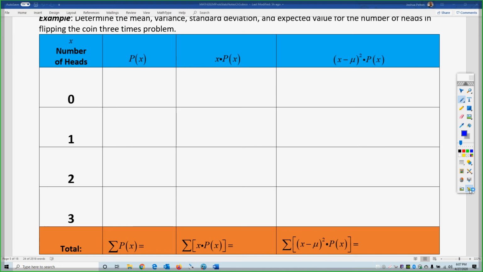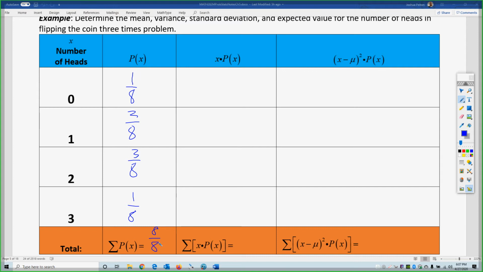The probability of getting 0 heads is 1/8. The probability of getting 1 or 2 heads was 3/8. And getting 3 heads was 1/8. That was the problem where we flipped the coin 3 times. So that adds up to 8/8, which means we are good to go. If it didn't add up to 8/8, the whole thing doesn't work.